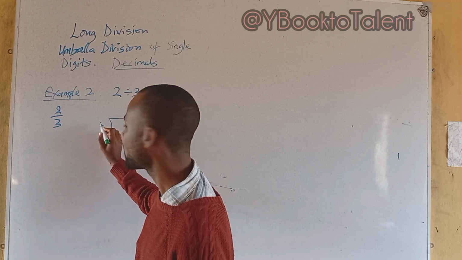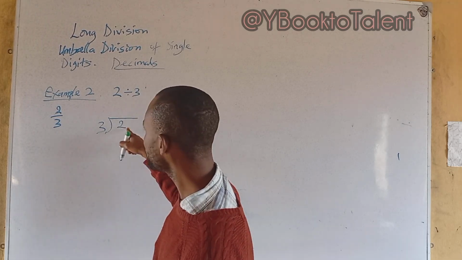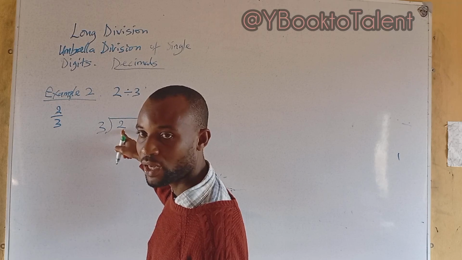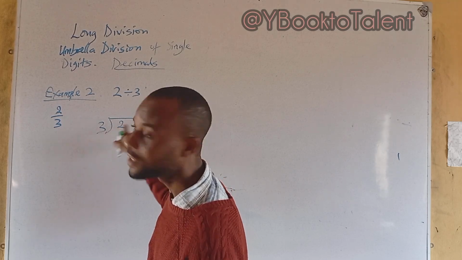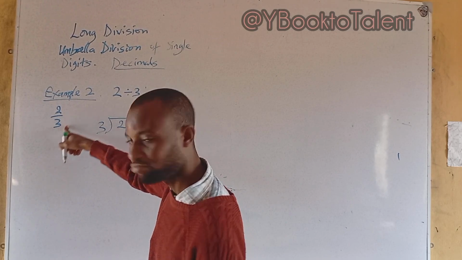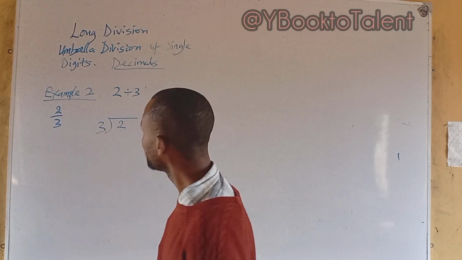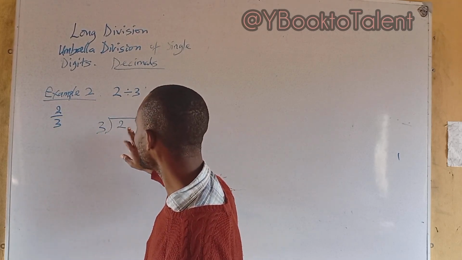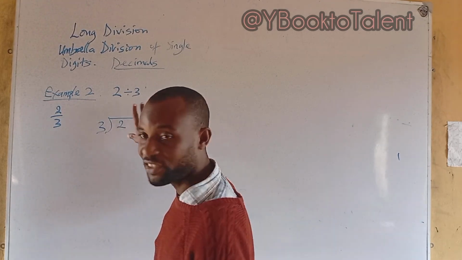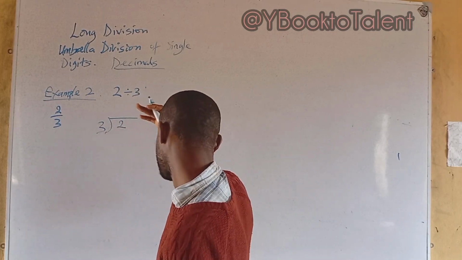This side. Yes, good. So 2, what you are dividing, will go under the line. Then what you are dividing by, 3, will go by the side. So 2 over 3. Remember, once you get this step, this is the first step to get it right.